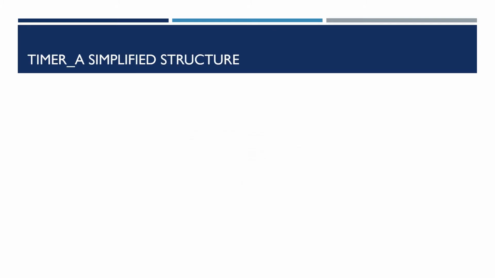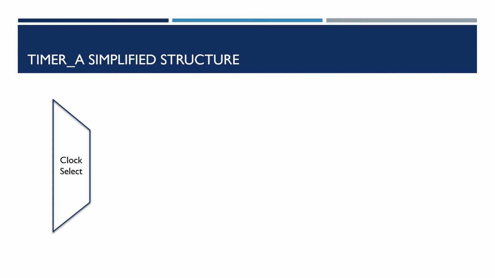Now, let's look at the simplified structure of Timer A. So MSP430 has got two types of timers, Timer A and Timer B, and G2553 has got the Timer A variant. So let's look at the simplified structure of that. Now we've covered the basics already, so it will be very simple to understand this now. So there's clock select. As we know, there's an input clock which is given to the timer.